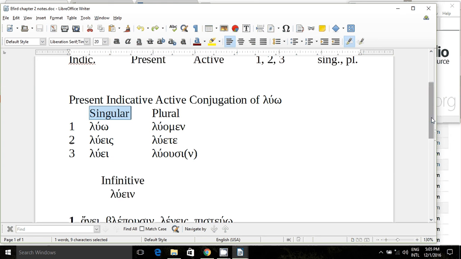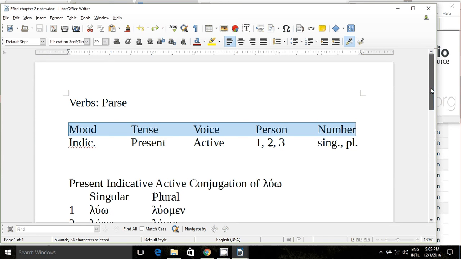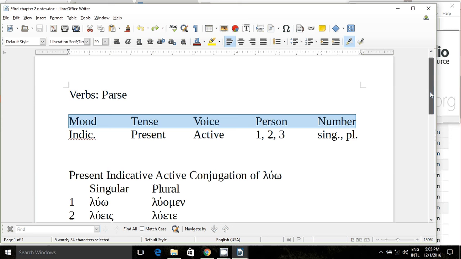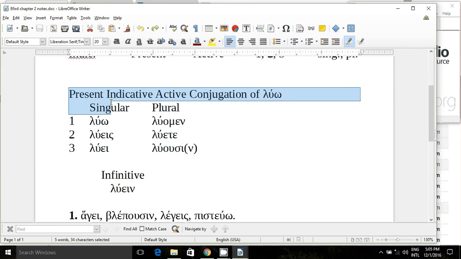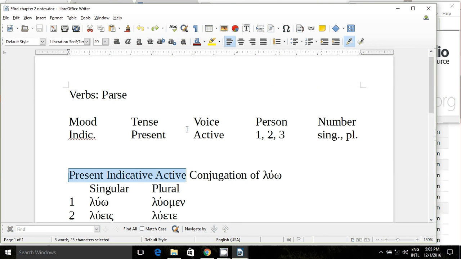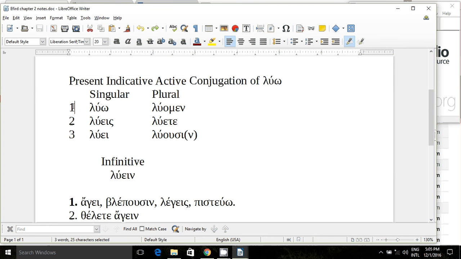You are going to be parsing thousands and thousands of verbs. Get used to it. Know what these words mean. Mood, tense, voice, person, number. Right now, you're only working with the present indicative active. So the first ones are pretty easy. Mood, indicative, tense, present, voice, active. You're going to be working with just that for a while. And then you've got to figure out the person. Is it first, second, or third person? And is it singular or plural? Okay. So, back to the vocabulary.